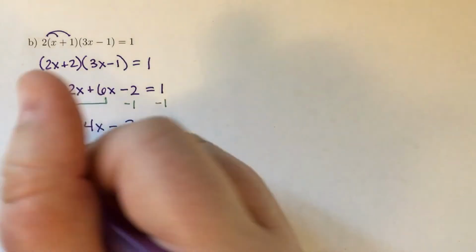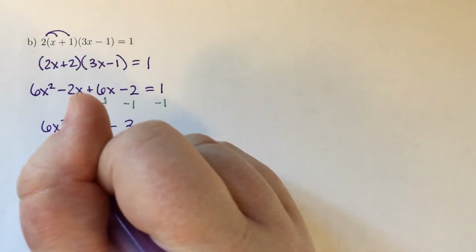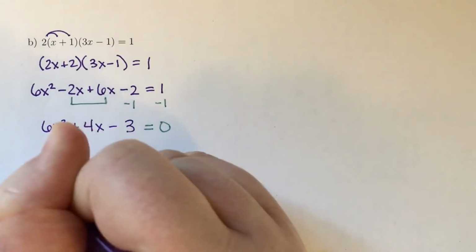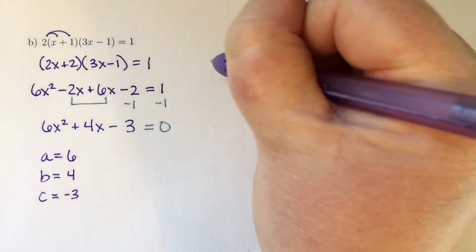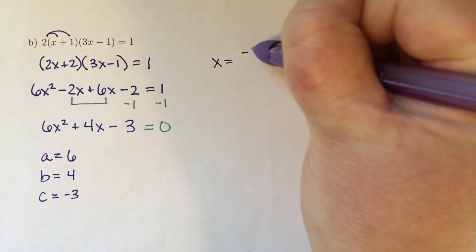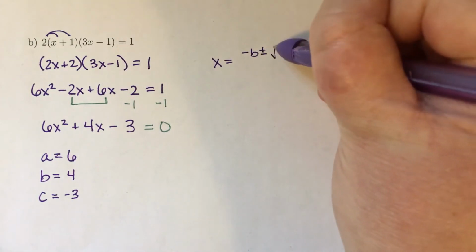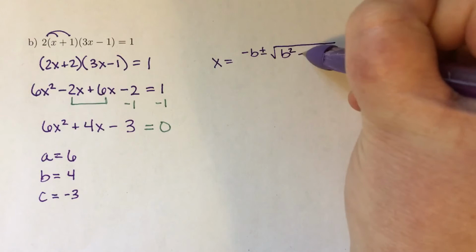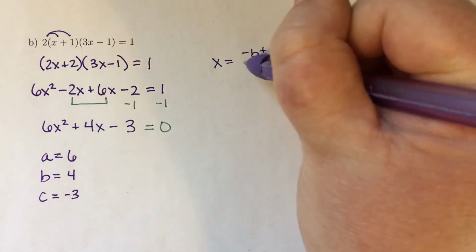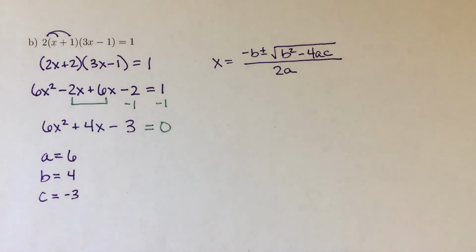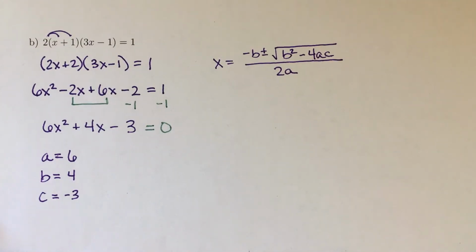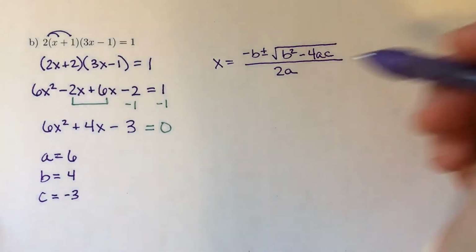So now let's identify our A, B, and C. A is 6, B is 4, and make sure you view C as -3, not +3. If it helps you, write out the quadratic formula again. x equals -b plus or minus the square root of b squared minus 4ac all over 2a. Especially as you're getting better and better at it, it's going to help to write it more and more.